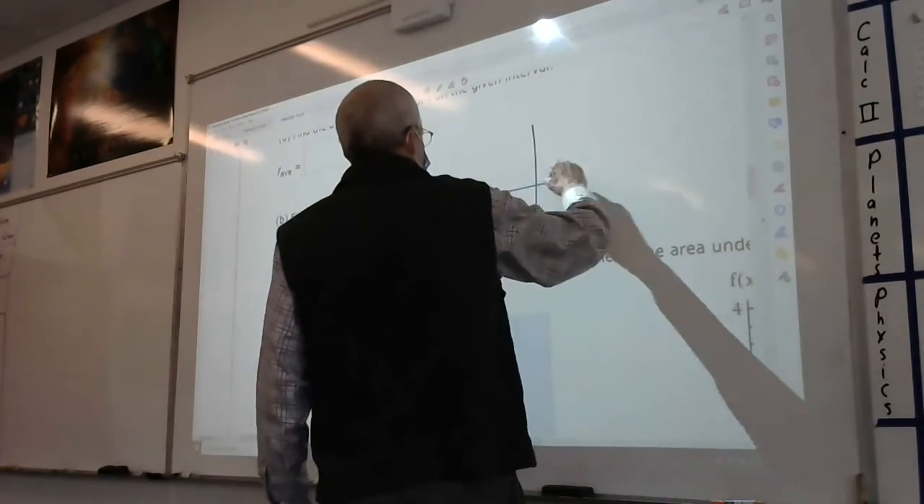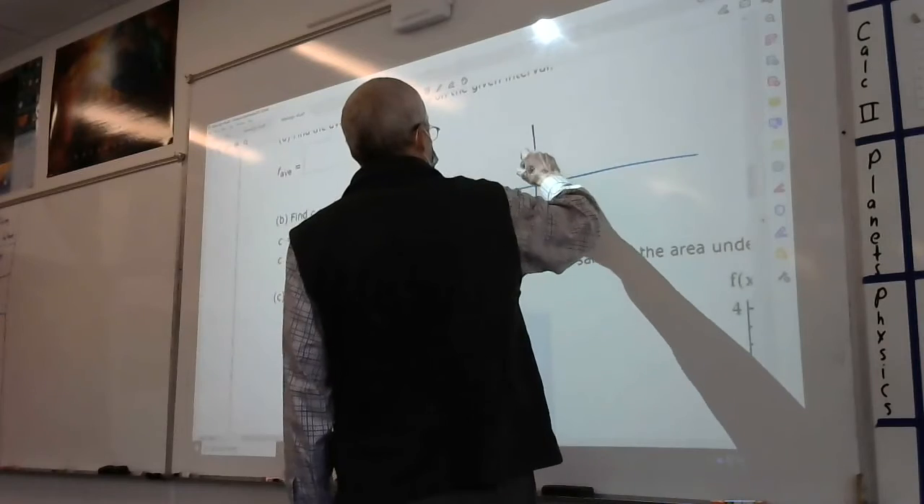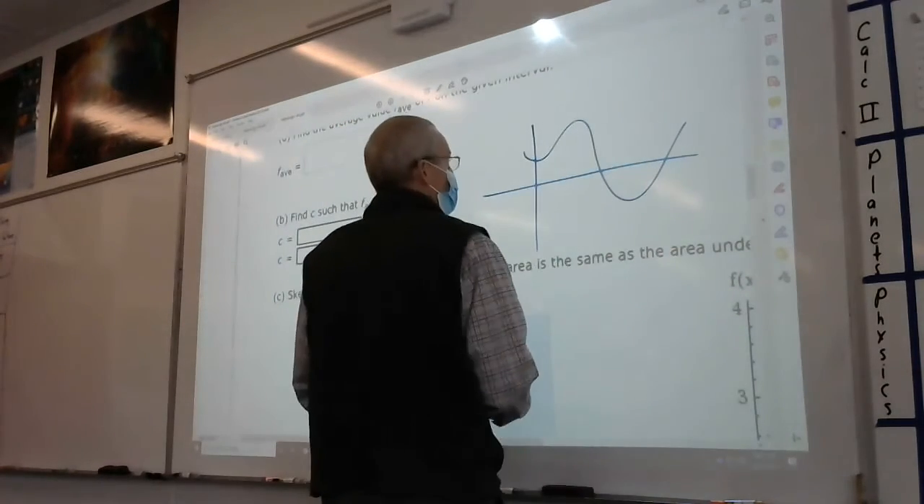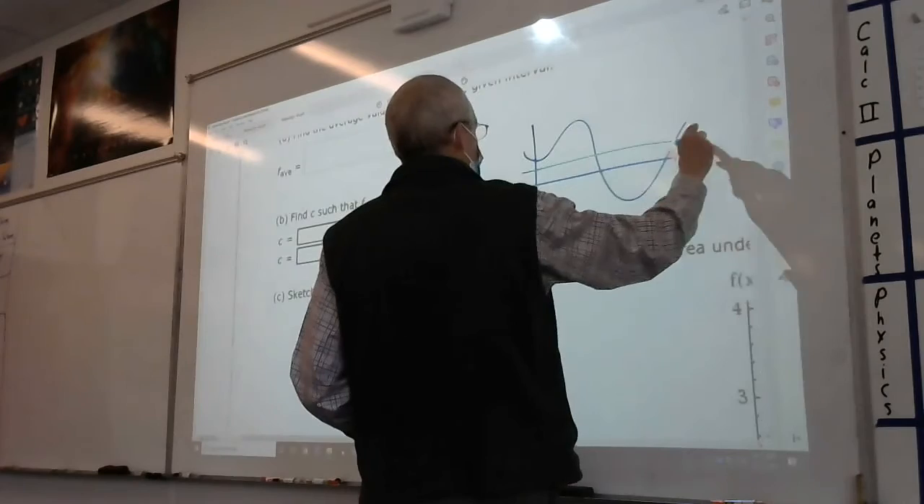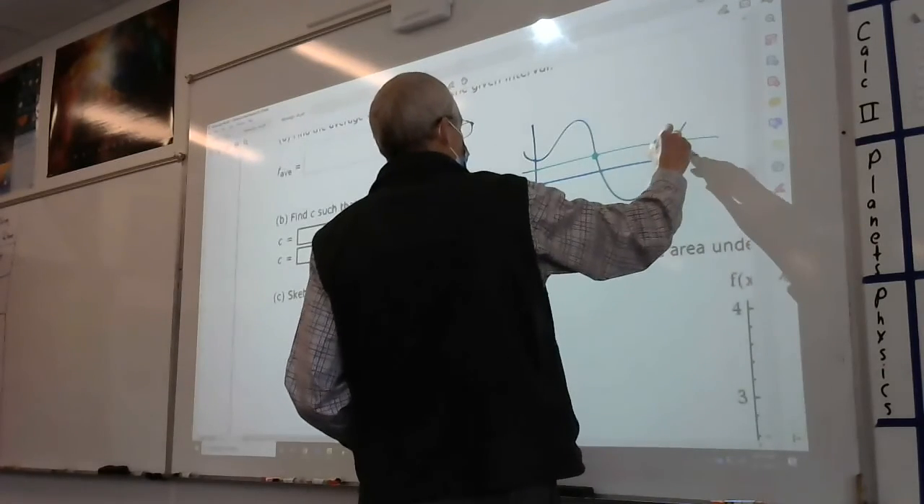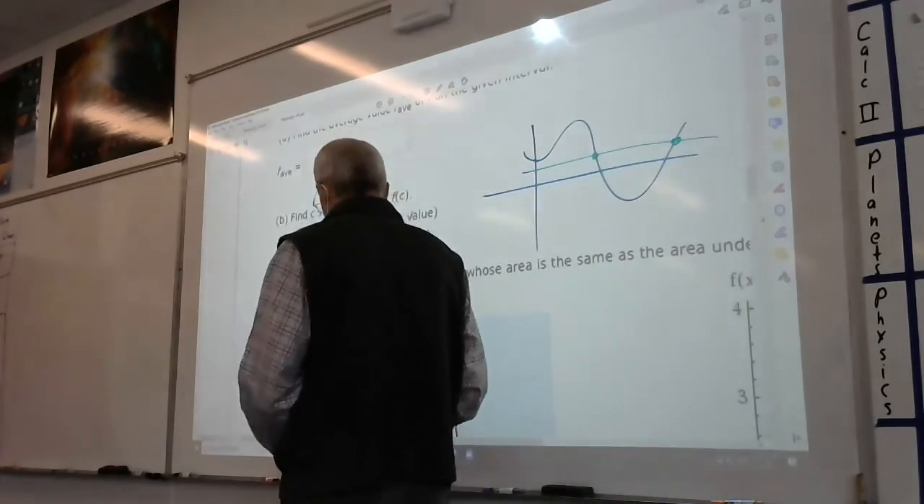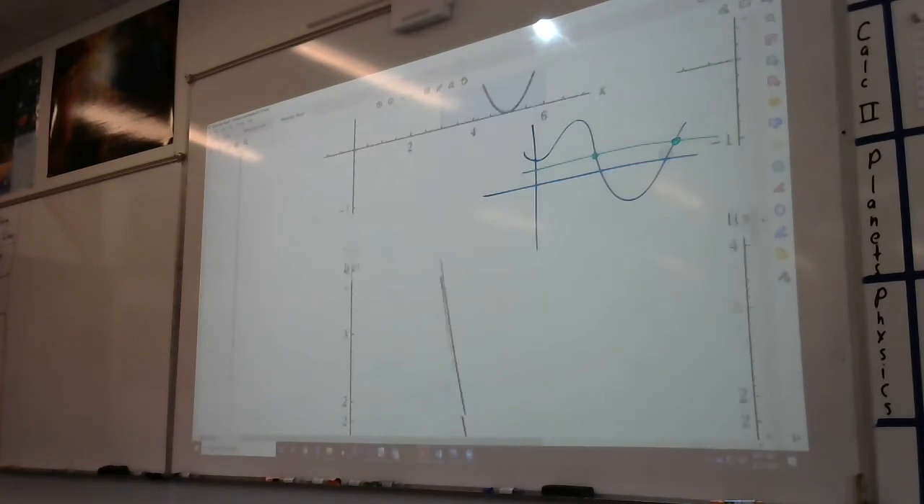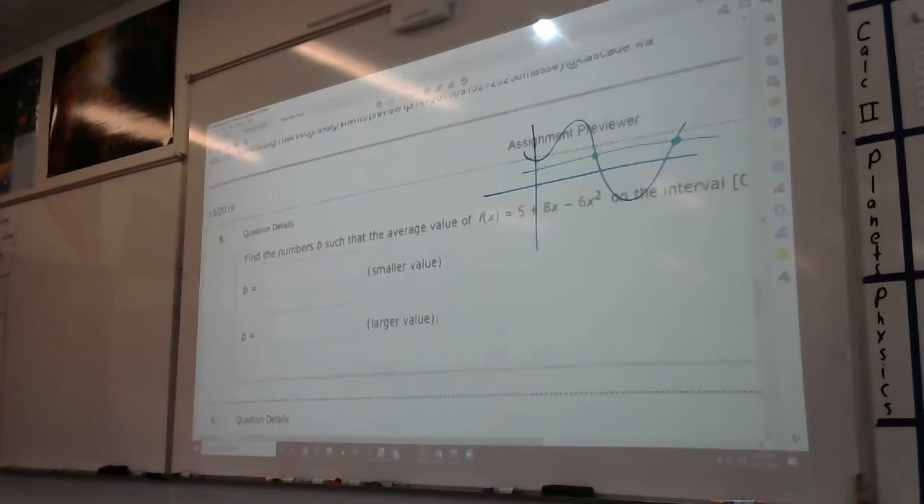So if you have some function, something that goes like this, and the average is right through here, then there's a couple places where the function can be equal to the average, and that's what they have you find. Where is the function equal to the average? But that's not hard. You just set the function equal to the average and solve for x. So they try to make it hard, but what can you do?